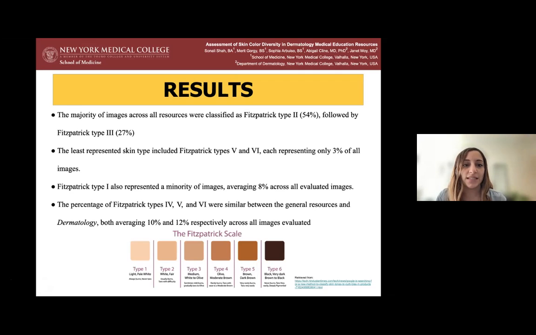The least represented skin types were Fitzpatrick types 5 and 6, each accounting for only 3% of all images. Fitzpatrick type 1 also represented a minority of images, averaging 8% across all evaluated images. The percentages of Fitzpatrick types 4, 5, and 6 were similar between the general resources and the dermatology textbook, both averaging 10% and 12% respectively across all images evaluated.